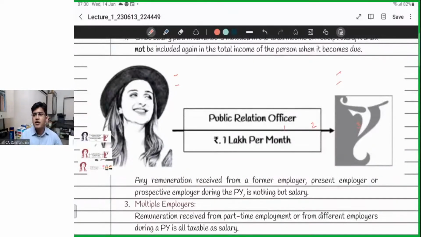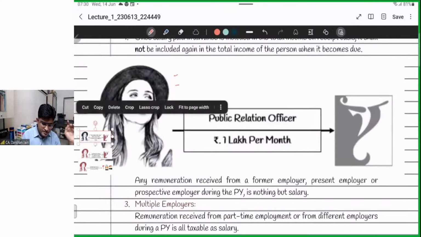Pariniti has got a triple honors degree in business, finance, and economics. She joins Yashraj as a public relation officer, and she's getting a salary of 1 lakh rupees per month. Now she's a public relation officer, and Yashraj is going to be the employer. Whatever she receives is in the nature of salary, and is therefore taxable under this head.